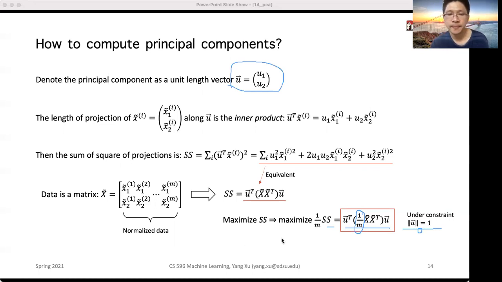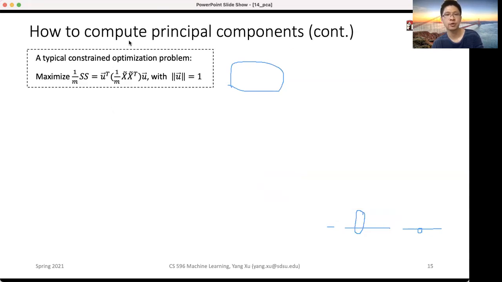Okay, so it looks like we have a very typical optimization problem. We have some goal to optimize, and we also need to comply with some constraints, which is to make sure that the target vector is of unit length, right? Which has a Euclidean norm of 1. Okay.